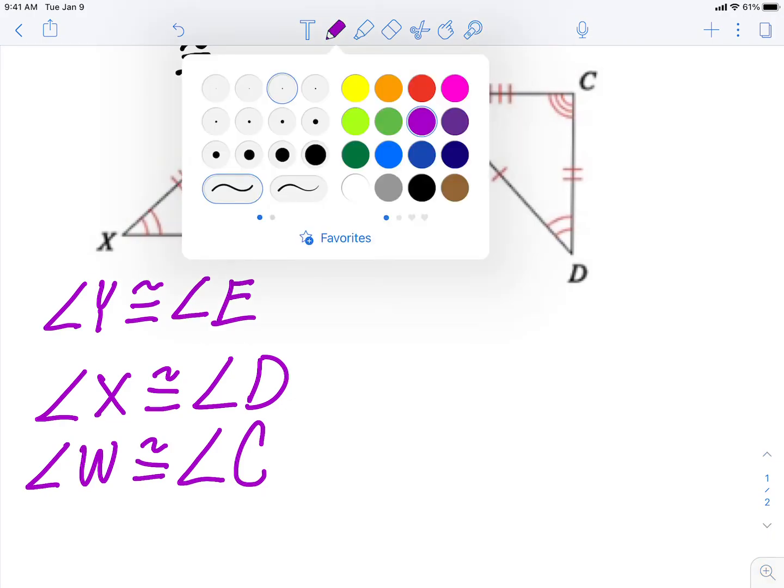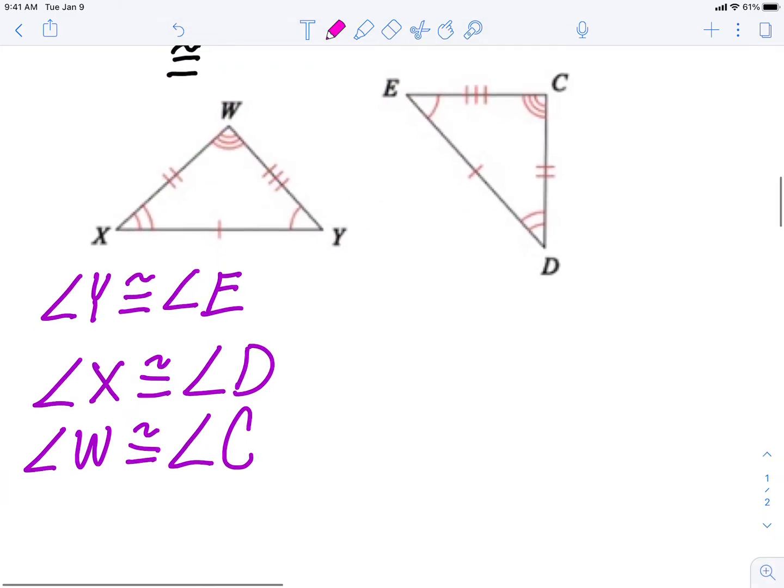Now let's do the sides. A side is made up of two letters. For example, from X to Y, that's one side of the triangle. From X to W makes this side of the triangle. And from W to Y makes that side of the triangle. So let's look for the side that has one slash, which is this one right here.